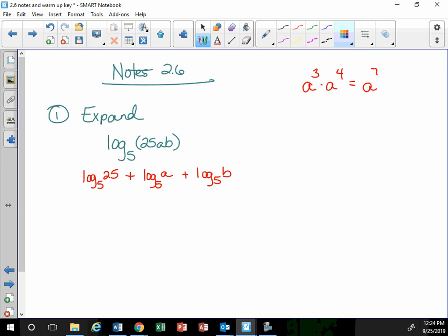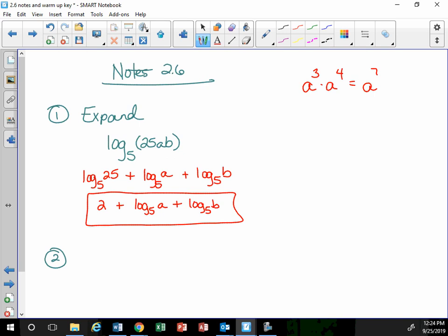Expand means write it out as multiple logs, either with addition or subtraction. Okay. Can I evaluate any of these? Yes. Which one? What does that equal? 2. So your answer is actually 2 plus log base 5 of A plus log base 5 of B. Okay? We good?